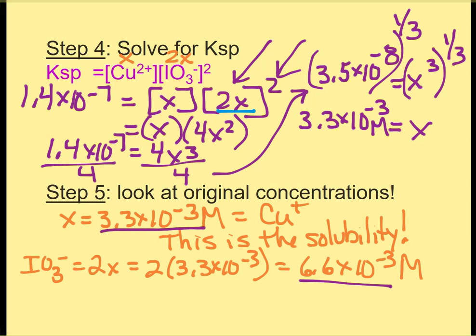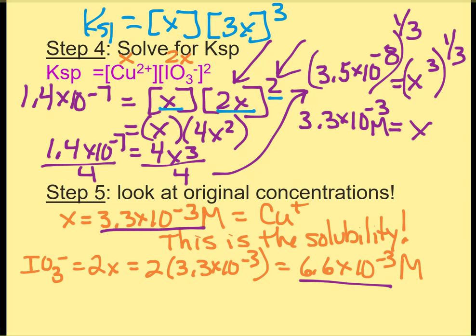It will look this way. If I have a 1:2 ratio like this one is, the first one will be x, the second one will be 2x, and then you just put it into your formula, and it will always look like that. If I had a 1:3 ratio, it would look like this. I would have my x ion, and then I would have my triple ion raised to the cube, raised to the 3rd power.